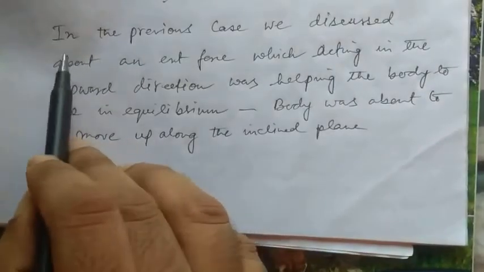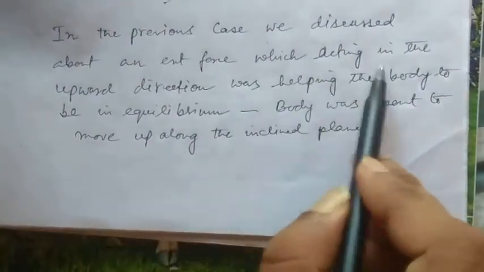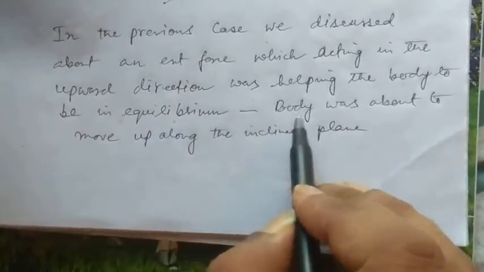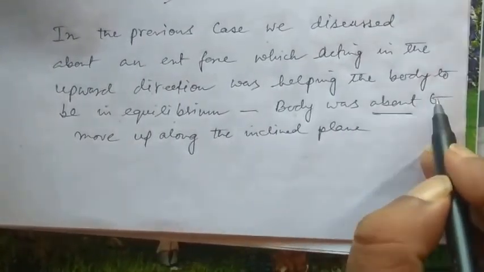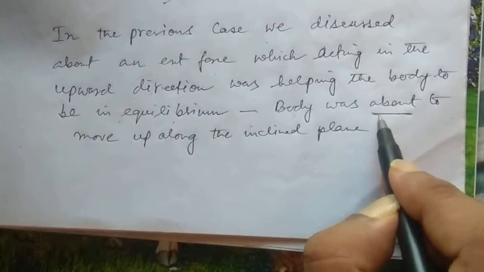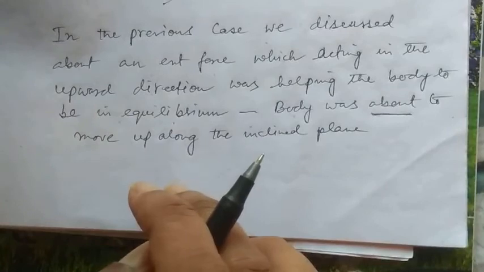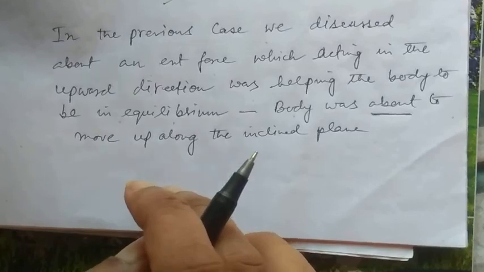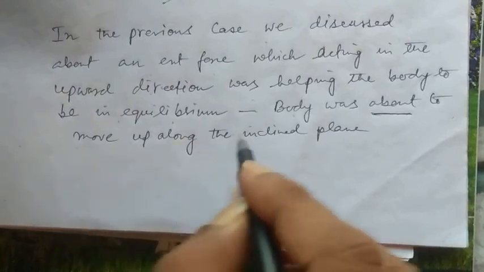In the previous case, as we just discussed, an external force acting in the upward direction was helping the body to be in equilibrium. That is, the body was about to move up along the inclined plane. The body was about to move in the upward direction, but it was not moving; it was just about to move. Now we are going to discuss a force which will prevent the falling of the body in the downward direction in the next video.